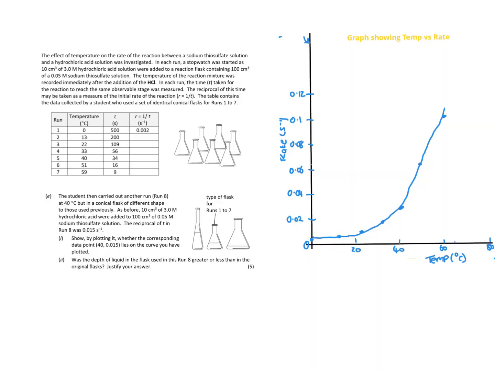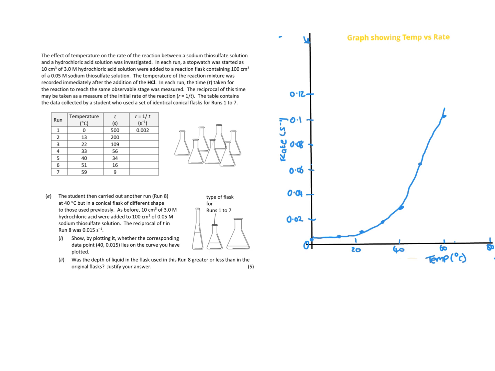So let's take a look at part E. It says the student then carried out another run, run 8, at 40 degrees in a different shaped conical flask to those that were previously used. As before, 10 centimetres cubed of your hydrochloric acid was added to 100 centimetres cubed of the sodium thiosulfate, and the reciprocal for T, which is the rate, was 0.015.